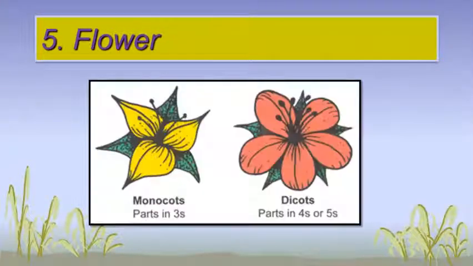Fifth is the difference between their flowers. Monocot flowers are there with three parts or in multiples of three, that is trimerous, that means either three or six. And next we have dicot plants. In dicot flowers there are four or five parts or their multiples, so we can call them tetramerous or pentamerous. Tetramerous means four flowering parts and pentamerous means five flowering parts.